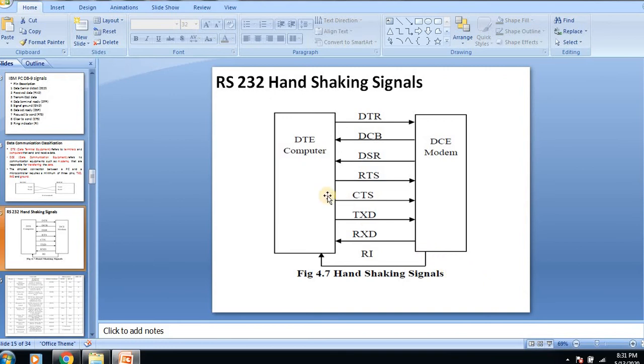Okay, so here we have the DTE, that is the computer, and here we have the DCE, the modem. The direction tells the directions of the handshaking signals. For example, the direction going from DTE to DCE means this is the output pin of the DTE and input to the DCE. Similarly, here we have DCD or DSR, which goes from DCE to DTE. These are all called handshaking signals, which are responsible for noise free communication.